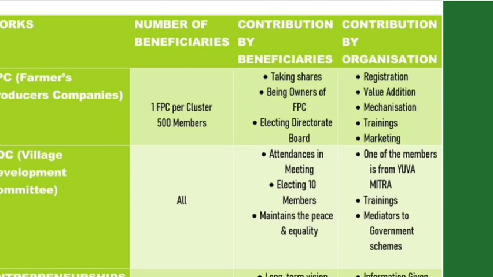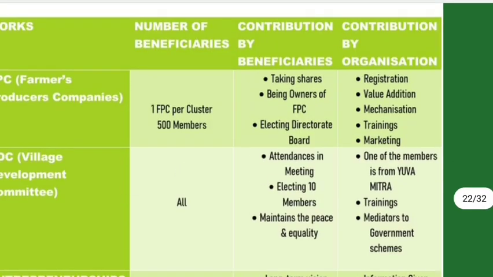What is FPC? FPC is Farmer Producer Company, as most of us know, whereas VDC is the Village Development Committee. So this organization has a plan to install one FPC per cluster. One FPC contains 500 members.